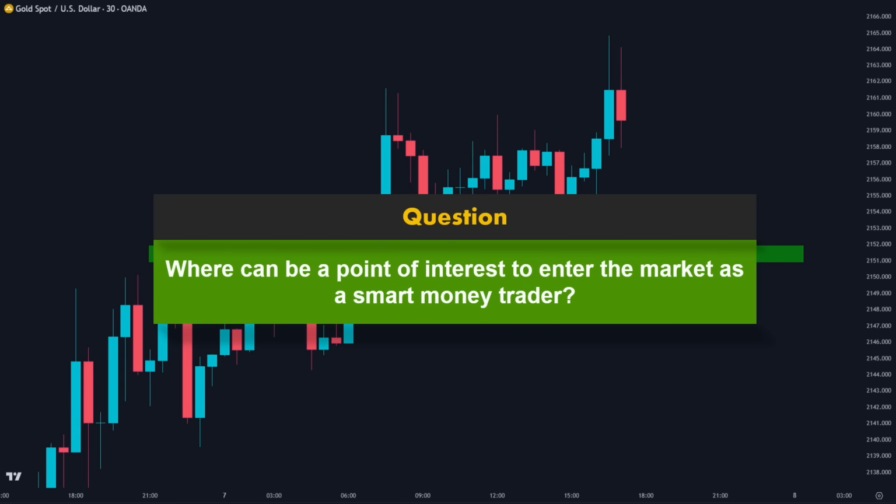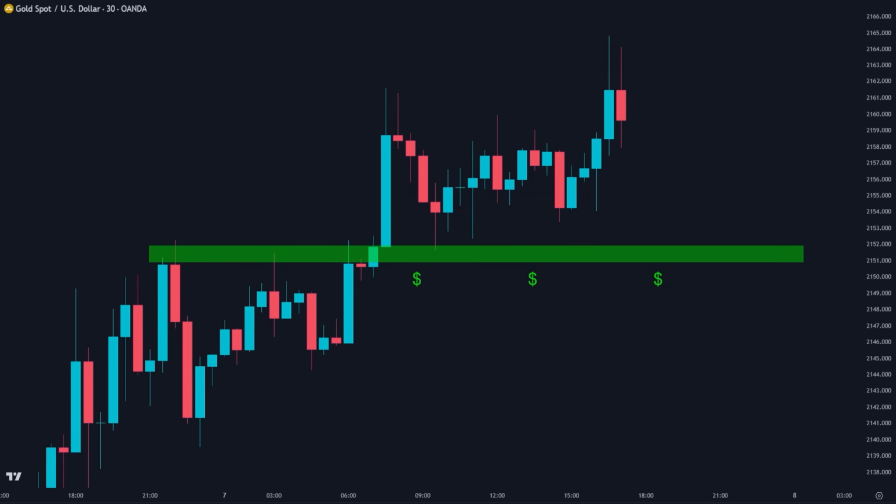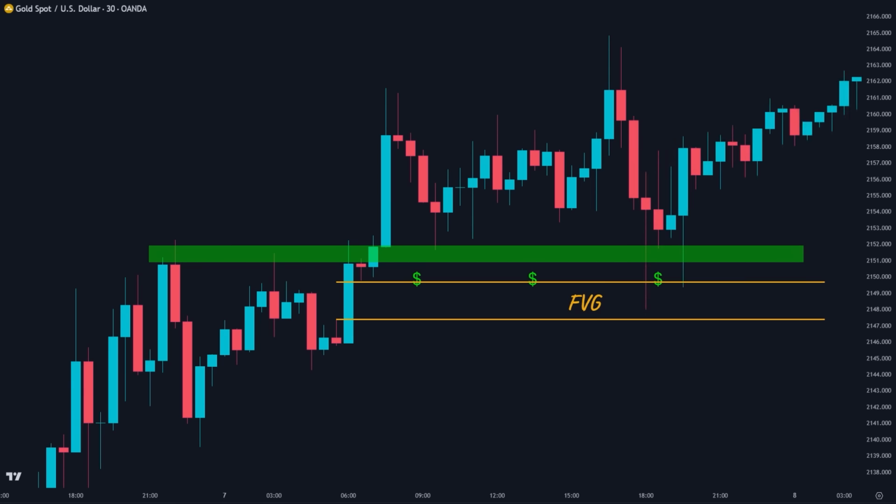Now the question is, where can be a point of interest as a smart money trader? If we look to the left-hand side, we can notice this area of a fair value gap, which is an extreme demand zone. This is our point of interest, and we can look for buying opportunities. So as a smart money trader, we want to get involved in the market after the stop losses have been swept. A perfect combination of market structure and liquidity concepts on the chart.